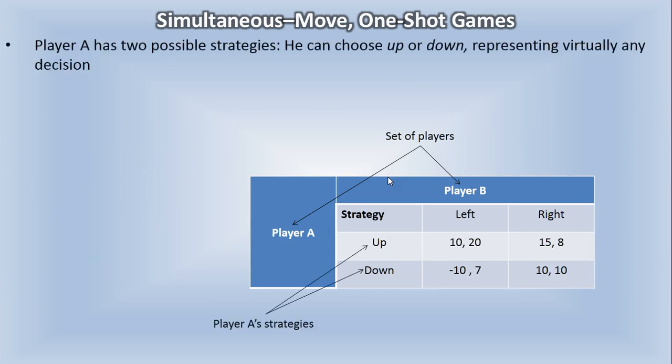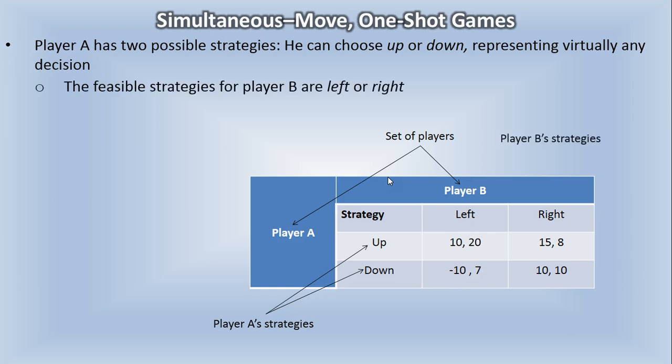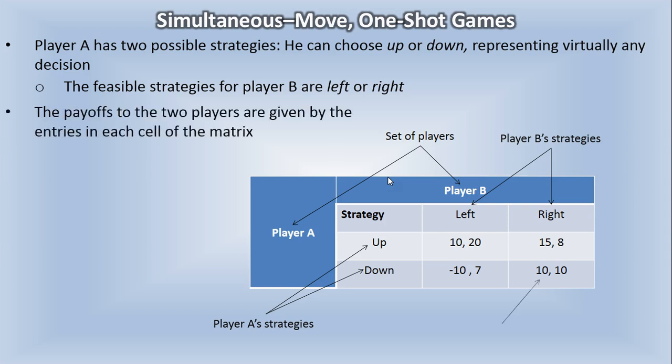All right, so player A has 2 possible strategies. They can either play up or down. So player A's strategies are represented by the 2 rows here. The feasible strategies for player B are left or right in this case. So the strategies for player B are represented by the columns. The payoffs to the 2 players are given in the entries in the cells within the matrix here.